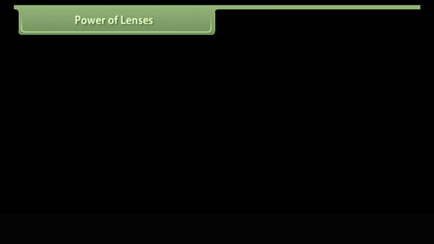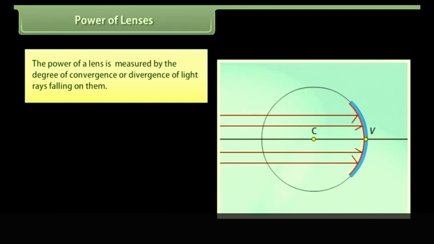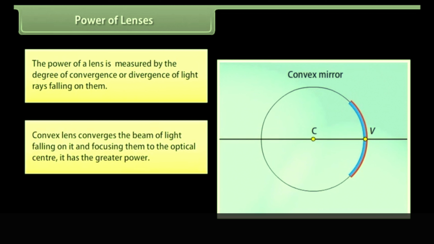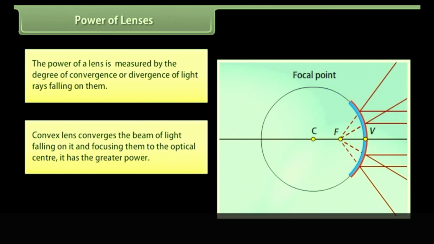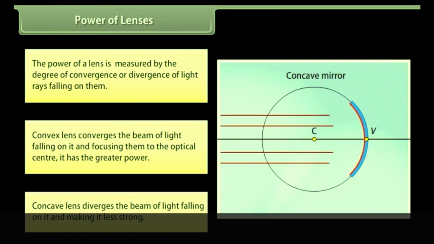Power of lenses. The power of a lens is measured by the degree of convergence or divergence of light rays falling on them. Convex lens converges the beam of light falling on it and focusing them to the optical center. It has the greater power. Concave lens diverges the beam of light falling on it and making it less strong.